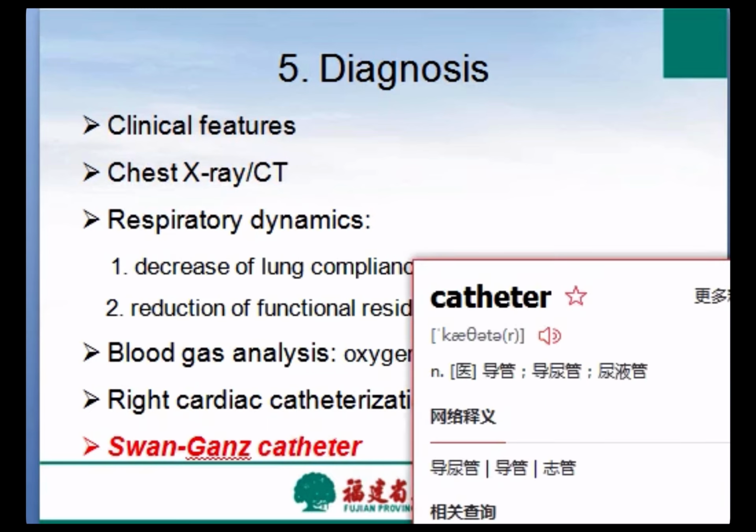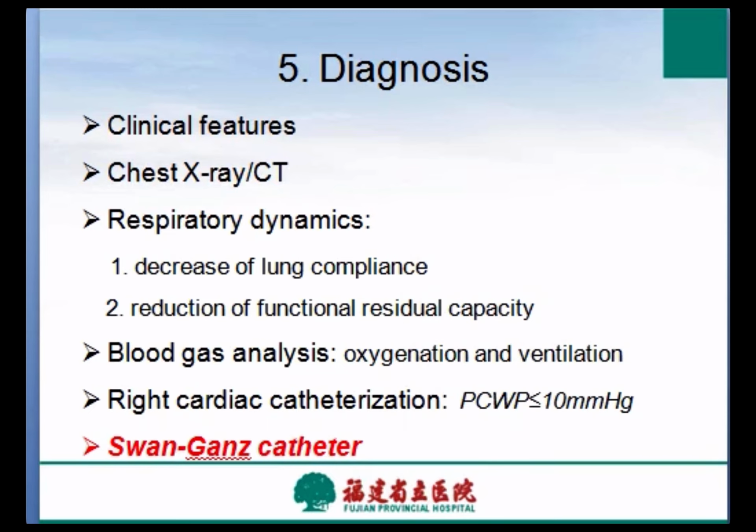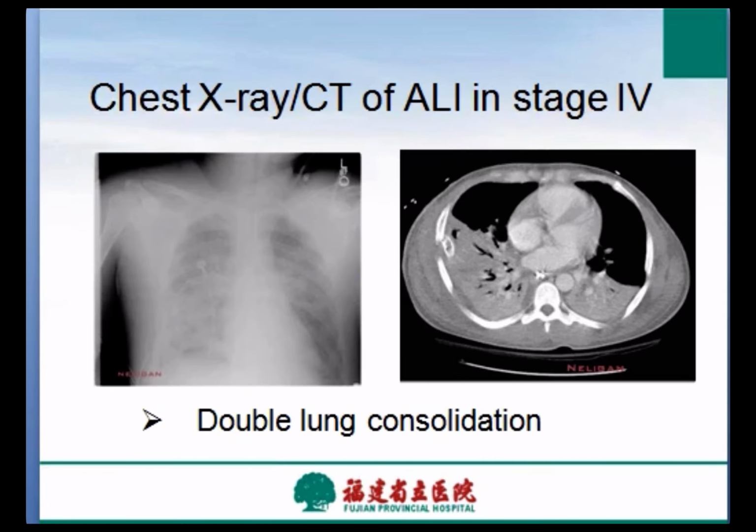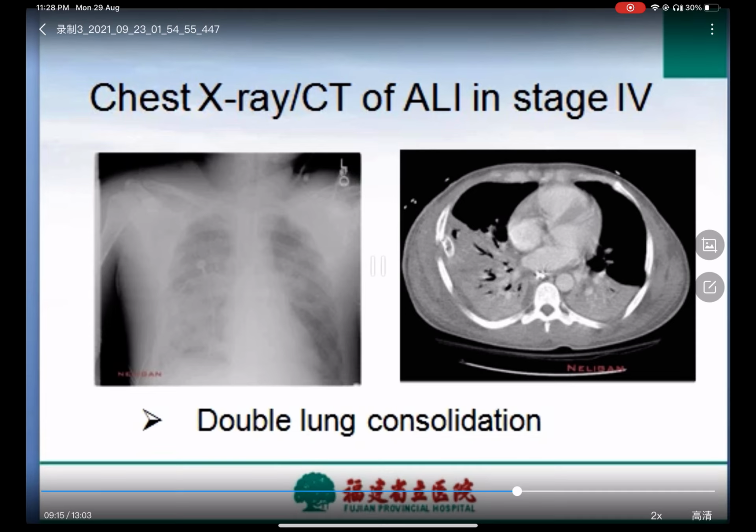Swan-Ganz catheter is an important tool to evaluate the right cardiac function. And if the pulmonary capillary wedge pressure, we also call PCWP, is less than 10 millimeters Hg, it often reflects the loss of right cardiac function. And just as I mentioned in the beginning, imaging is very important for the diagnosis of acute lung injury in surgical patients.